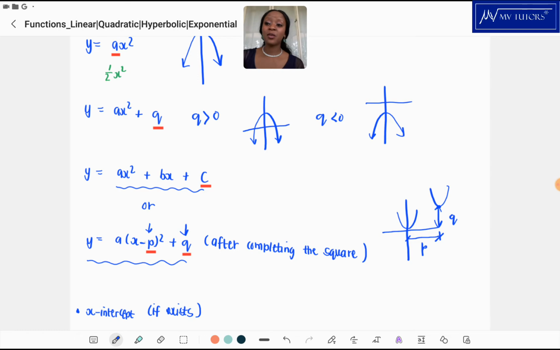And the other thing, when you have the equation in this form, P and Q actually give you the turning point. So if you have a negative over here, you can indicate that your turning point is just P and Q. If you had a positive here, then your turning point would be negative P and Q. All right.